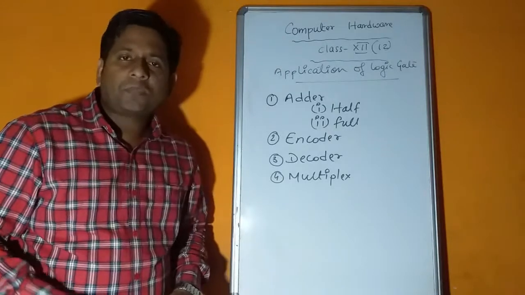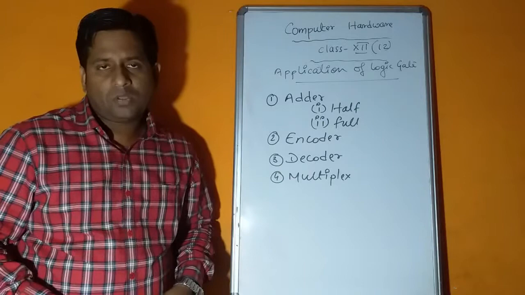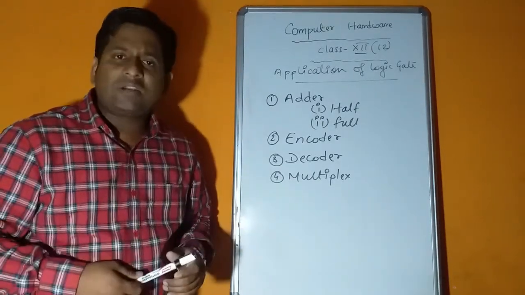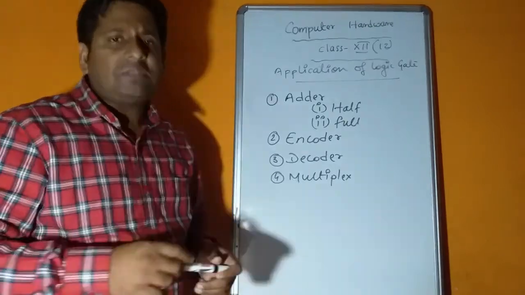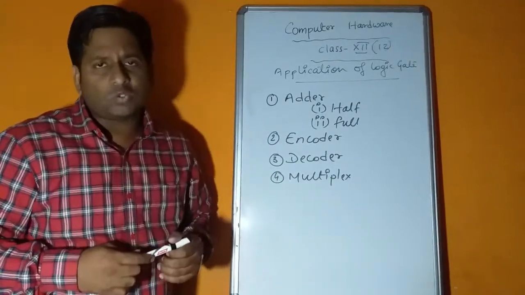Good morning, children. In the last class, I explained to you about logic gates: the basic gates, advanced gates, and universal gates. Today we'll discuss the application of logic gates. So, what does application mean? Application means uses. In which fields are logic gates used?